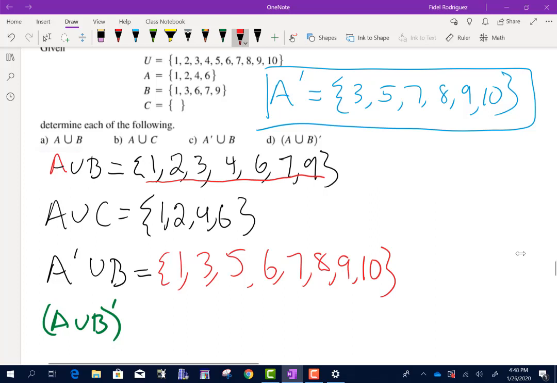So I'm going to look at my universal set, and I want all the numbers in U that are not the numbers 1, 2, 3, 4, 6, 7, or 9. So what numbers are we left with? We're left with 5, 8, and 10. And there's my A union B complement.